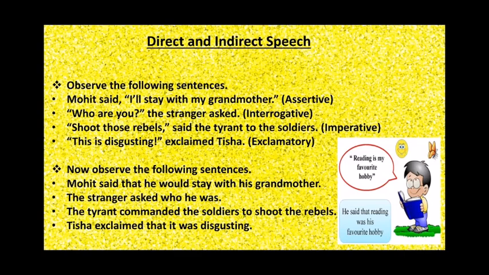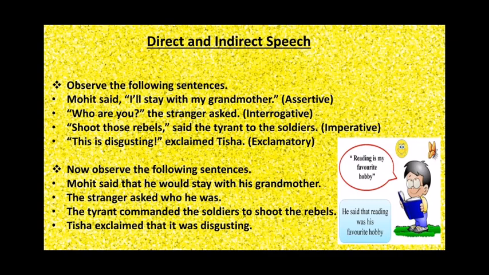So children, you will note that here the actual words of the speaker are reported or said by someone else. So these types of sentences are reporting a speech. So it is called the indirect speech. So here you can see that there are no inverted commas. That is why it is an indirect speech.